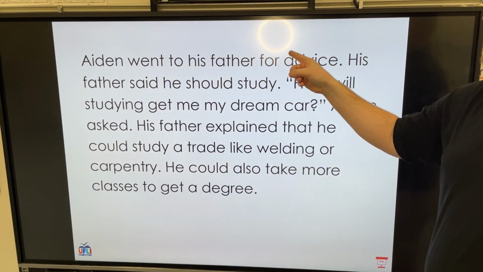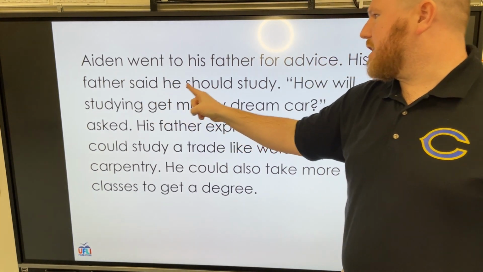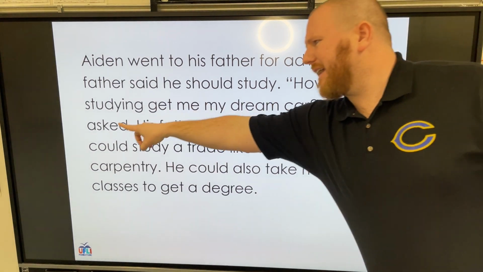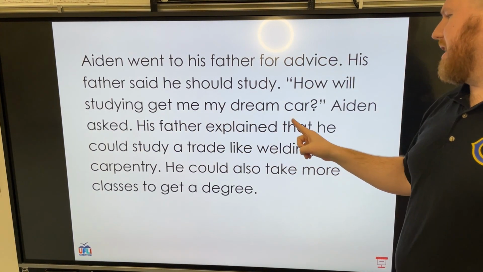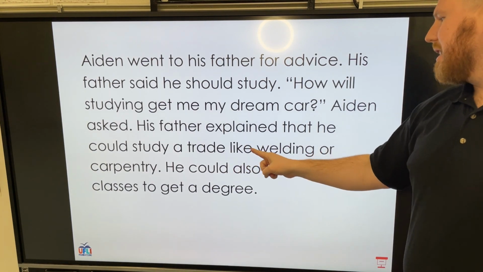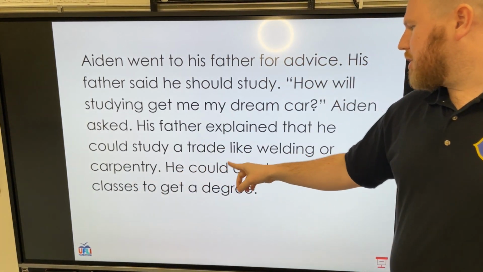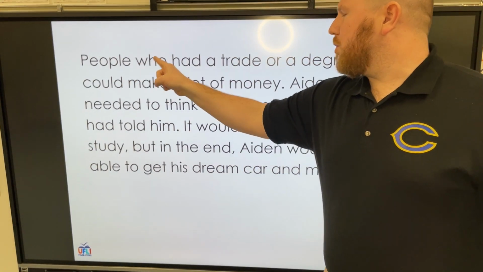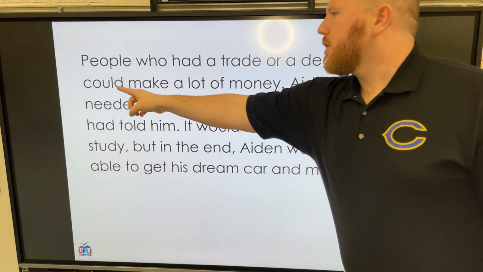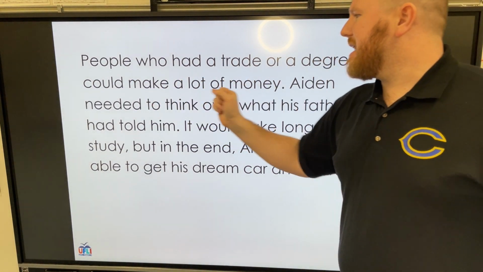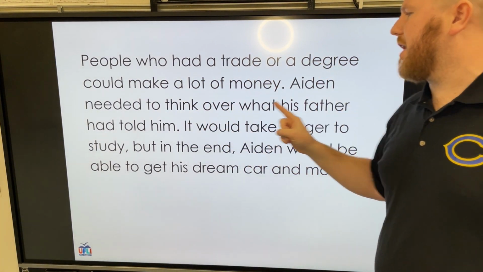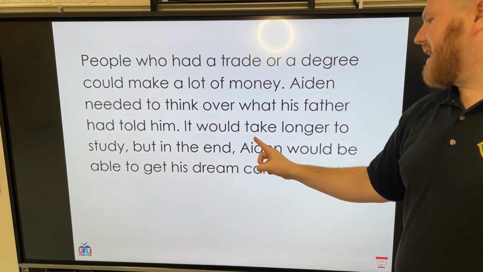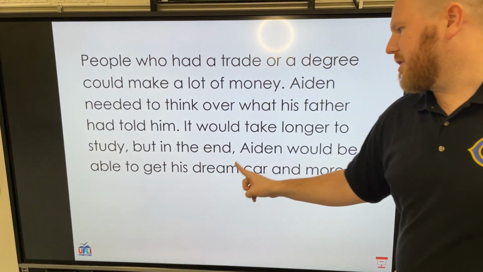Aiden went to his father for advice. His father said he should study. How will studying get me my dream car? Aiden asked. His father explained that he could study a trade like welding or carpentry. He could also take more classes to get a degree. People who had a trade or a degree could make a lot of money. Aiden needed to think over what his father had told him.